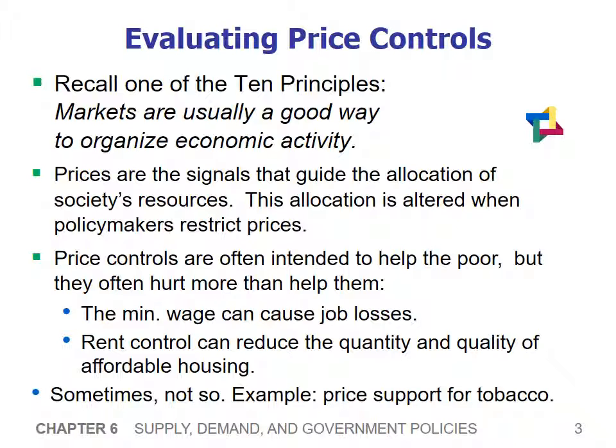Now, if you recall from chapter 1, one of the principles of economics was that markets are usually a good way to organize economic activity. How is economic activity organized? Well, the economic activity is organized through the signal given by the price mechanism. Prices signify scarcity, they signify shortage, and they adjust to eliminate both these issues. If prices are prevented from adjusting, we will have a misallocation of resources, and we will have a disequilibrium in the market.